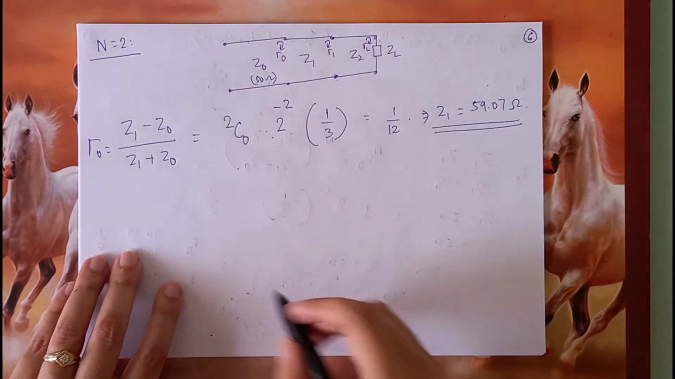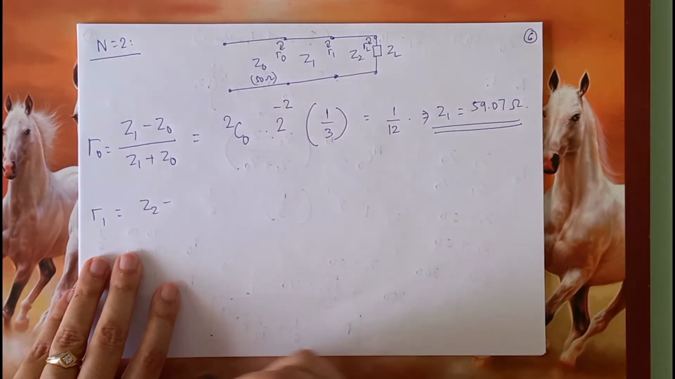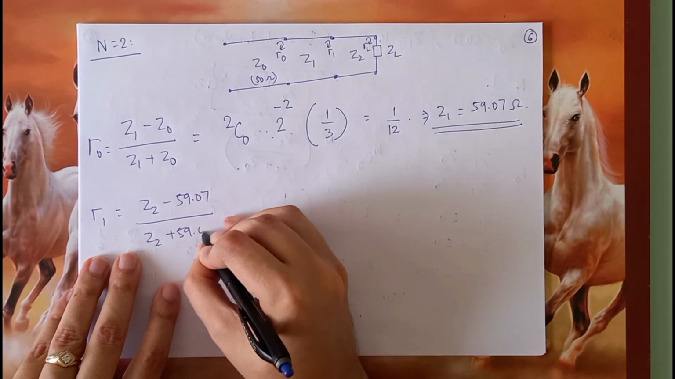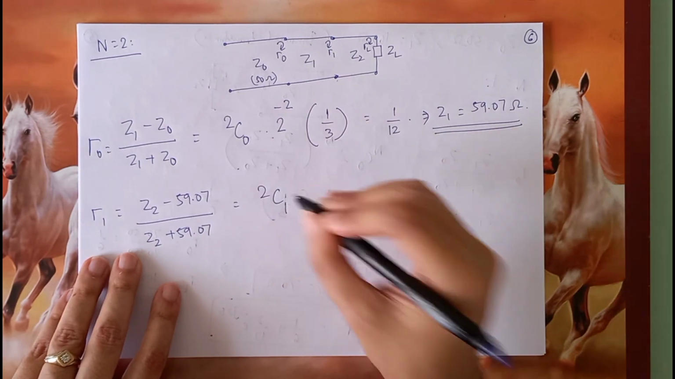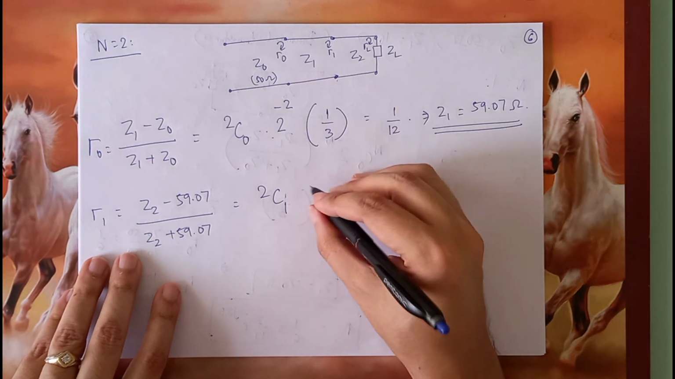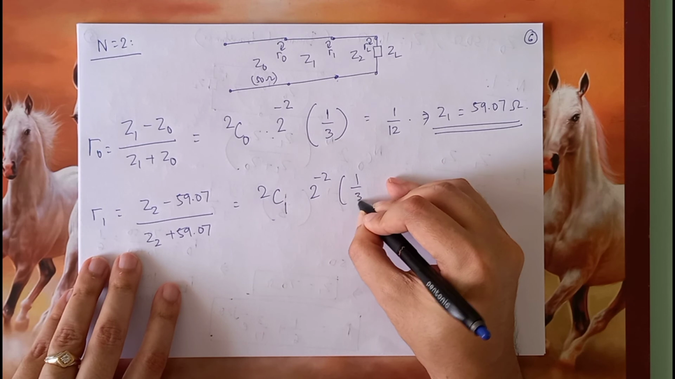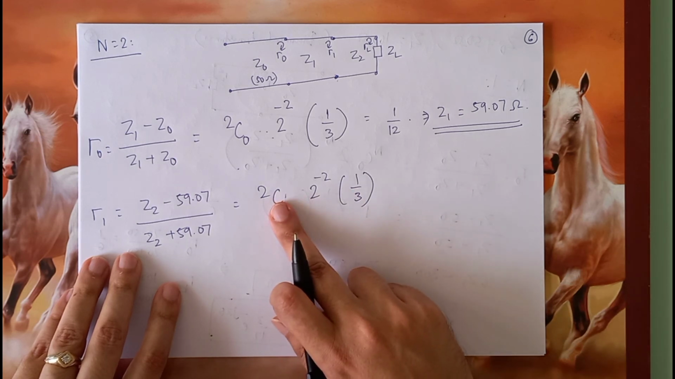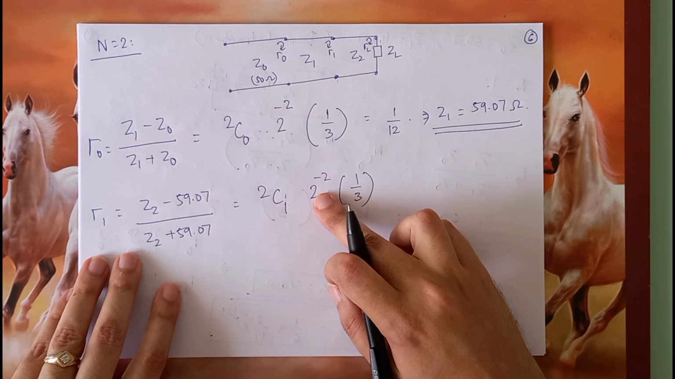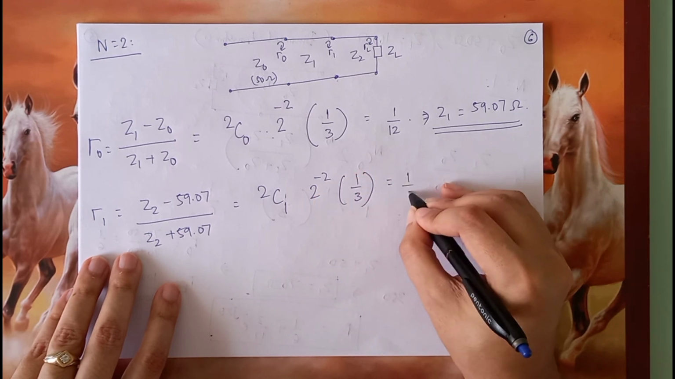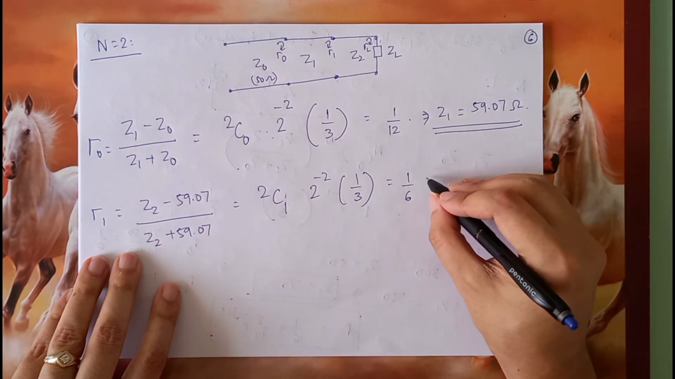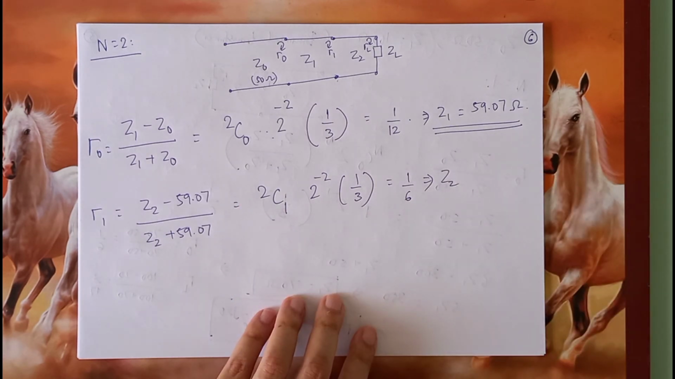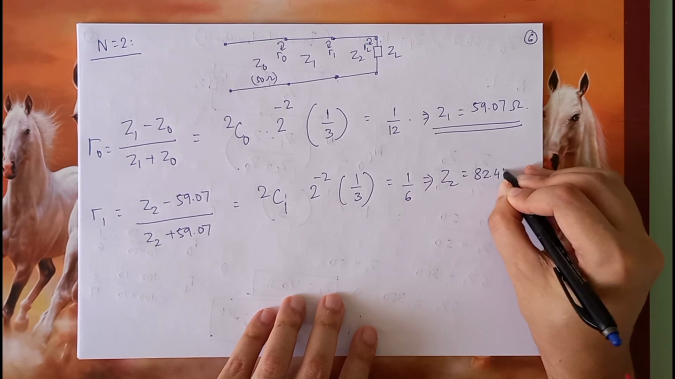So for that, we are going to use gamma 1. So gamma 1 is Z2 minus Z1. So now you can substitute this 59.07 divided by Z2 plus 59.07. That will be 2C1 times 2 raised to minus 2 times 1 by 3. So 2C1 is 2 and this is 1 by 4. So this will be 1 by 6. Again, the calculation will be slightly tedious. So already I have calculated Z2 for you using this equation, and that roughly comes out to be 82.44 ohms.